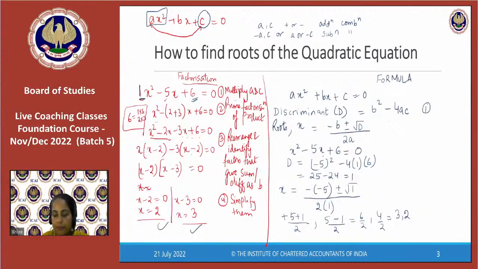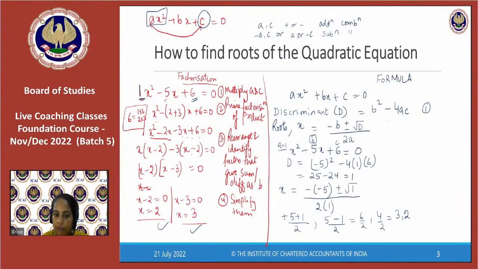x square minus 5x plus 6 was my question. Here 5 is my b, no number means a is 1, and 6 is c. Using these, b square, that is 5 square, minus 4 into a which is 1 into c which is 6. So 25 minus 24 gives me 1.